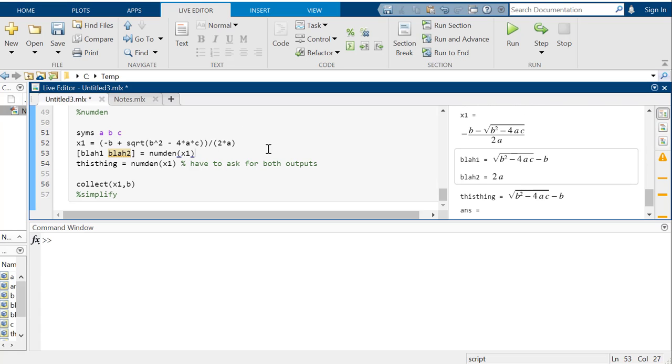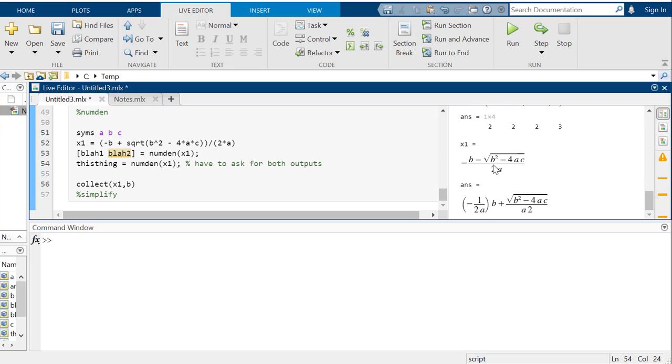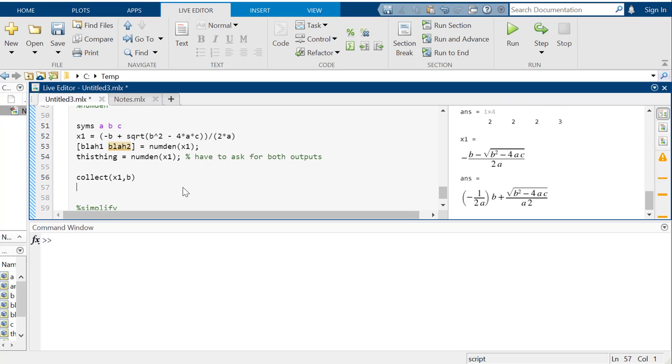Let me hide these because they're kind of getting in the way. Okay, so I want you to rewrite this, but I want you to put all the B's together. So basically it's collecting all the B terms, and then this is all the other stuff that it can't pull out. Let's see if we can make that a little bit more obvious.